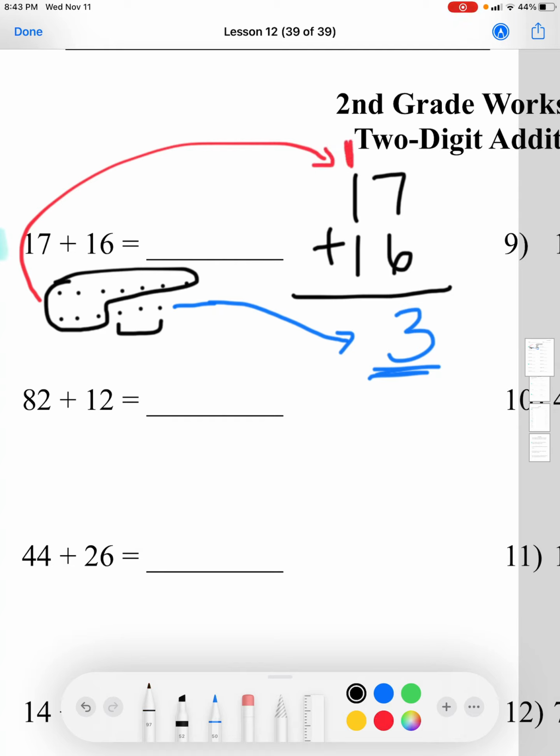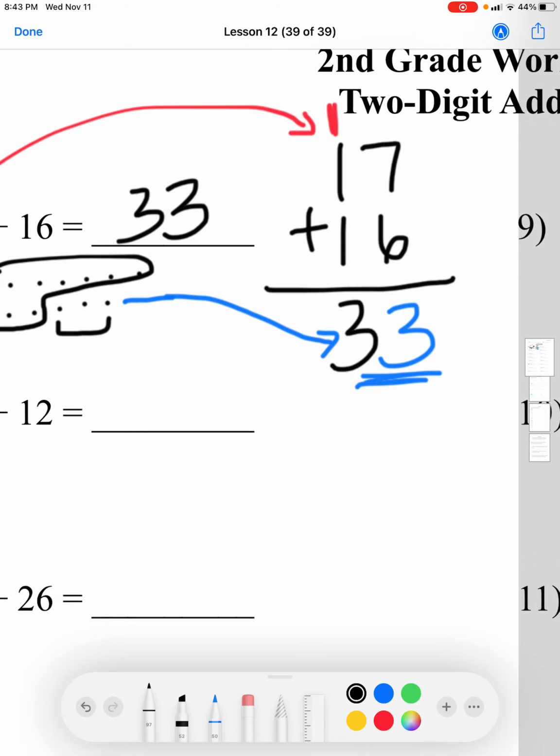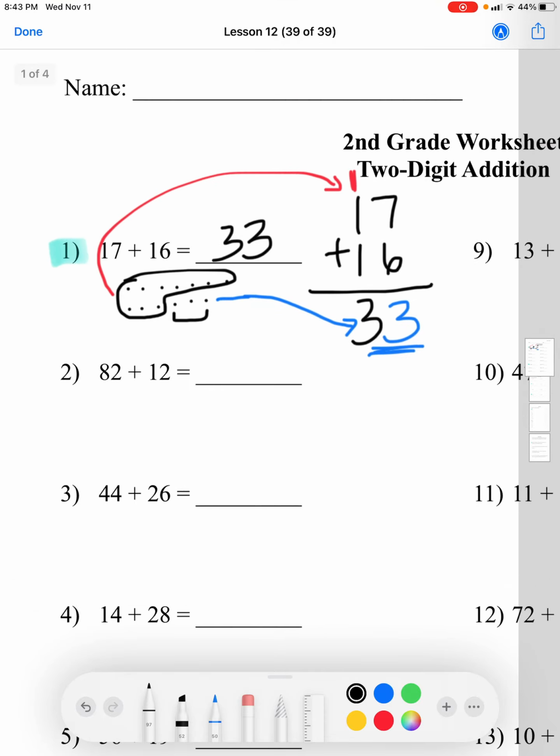And then we're going to move over to the tens section. We have 1 plus 1 plus 1, right? So 1 plus 1 equals 2, and 2 plus 1 equals 3. So 17 plus 16 equals 33. So what you're doing is taking the ones place, which is 7 plus 6, and regrouping it, and then moving the 10 that you found from the 13 to here, and then putting the remaining ones in the ones place.